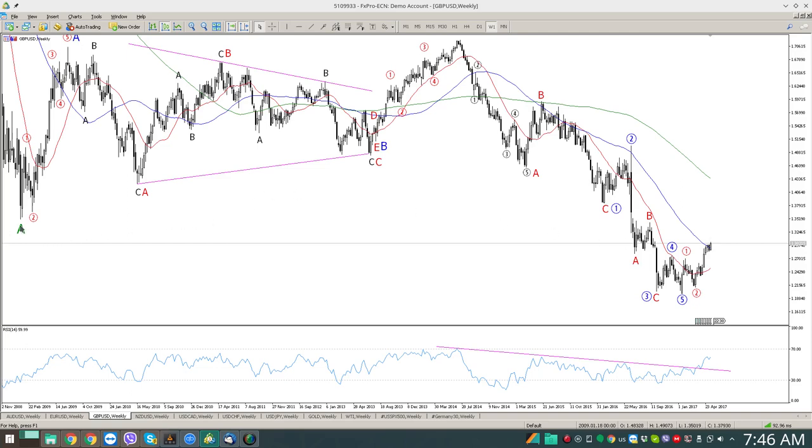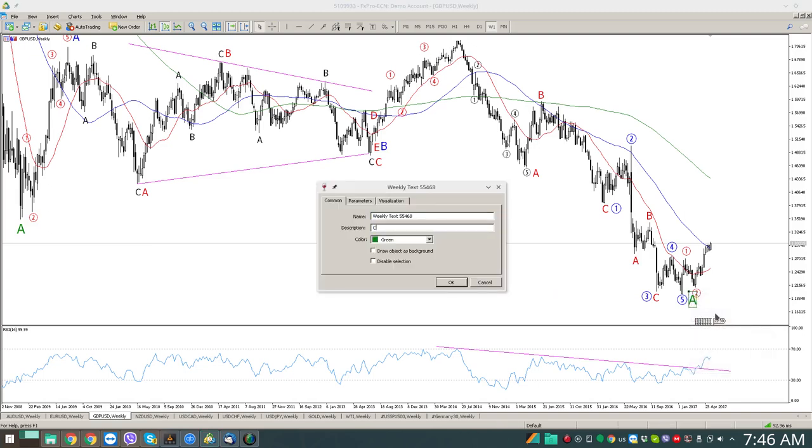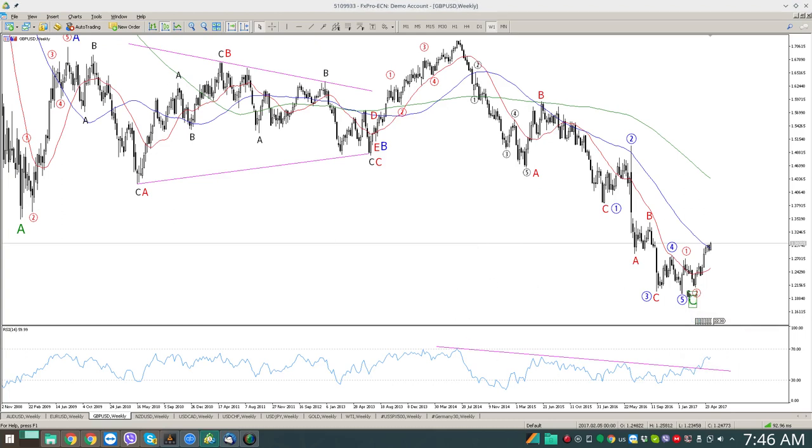So here's something that I missed to add. This is the end of a very, very large trend here, a very large ABC move, and this is a very odd looking ending diagonal. ABC for wave one, ABC for wave two, ABC for wave three, ABC for wave four, and ABC for wave five. That should be something like an ending diagonal here.